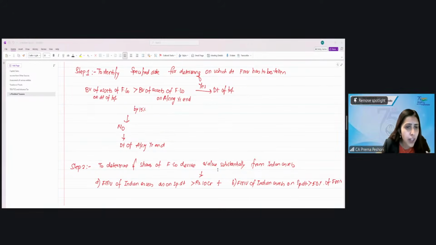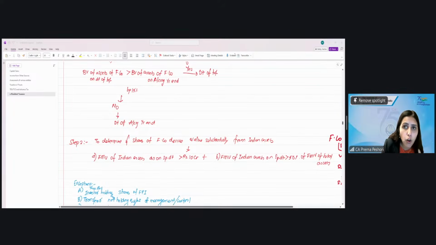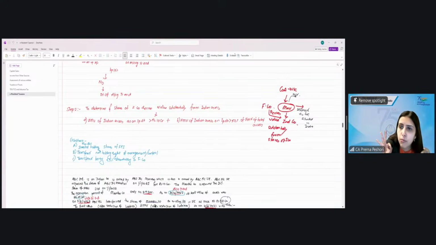Now, once you have found the specified date, you need to see if the shares of company B derive the value substantially from the Indian company's shares. For that, you need to see whether the FMV of the Indian assets as on the specified date is greater than rupees 10 crore, plus the FMV of the Indian assets as on the specified date is more than 50% of the FMV of the total assets of the foreign company. If the answer is yes, then the shares derive the value substantially from India. And in that case, the shares of company B shall be deemed to be situated in India.